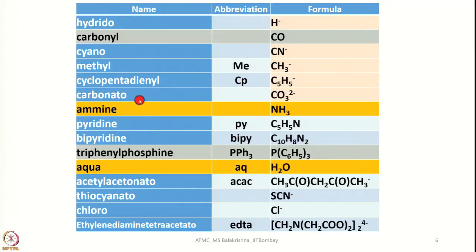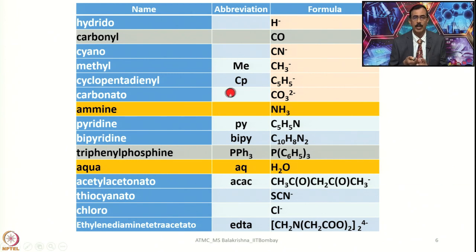Here I have listed some important compounds with their abbreviation and formula to make you familiar. I must have shown this one in my previous lecture, however, let me continue telling something about these things before I take up the classification of ligands by donor atoms. So, hydrido we call, it is H minus, of course, carbonyl CO, cyano CN minus, methyl CH3 minus, and cyclopentadienyl Cp minus or C5H5 minus, carbonato CO3 2 minus, and amine we call ammonia NH3, and pyridine is there. And then bipyridine is there.